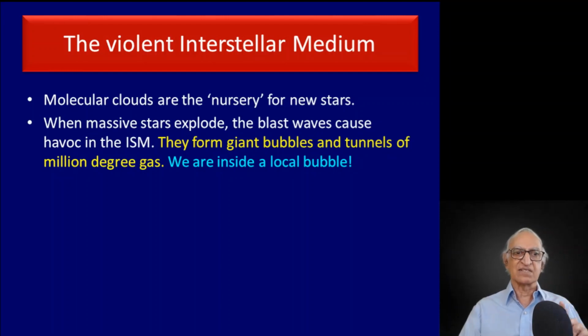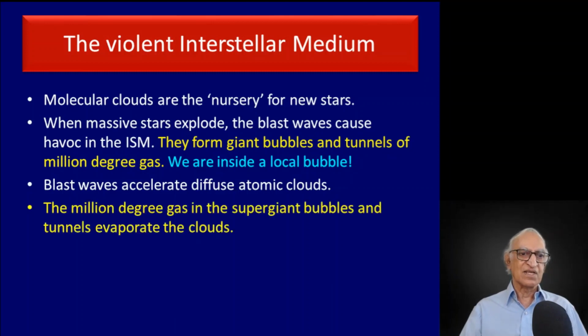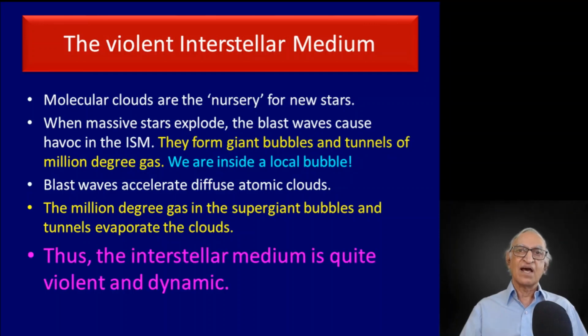The sun and the planets are actually inside a local bubble. This is what observations tell us. Blast waves accelerate diffuse atomic clouds. The million-degree gas in the giant supernova bubbles will evaporate the clouds. And thus, the interstellar medium is not a serene raisin pudding. It's an incredibly violent and dynamic medium.